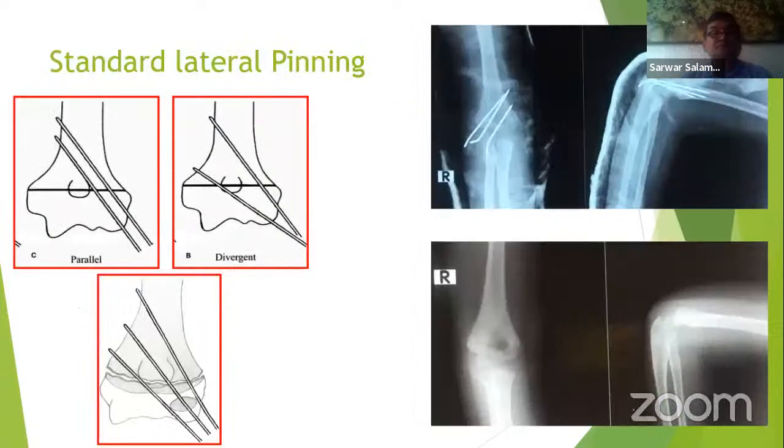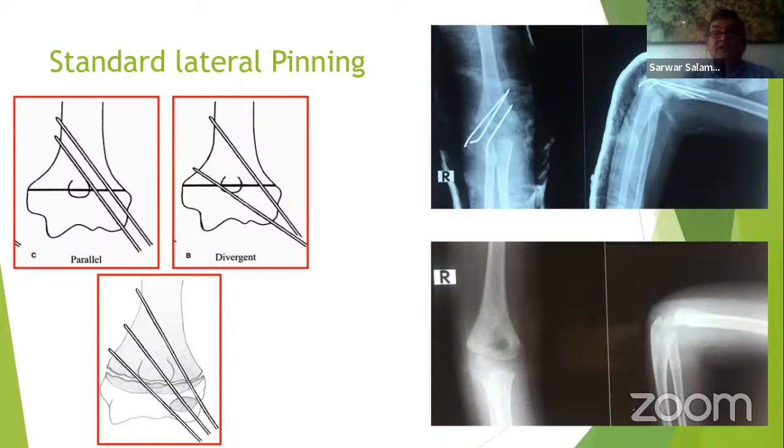So about pinning now, we have done the reduction. Previously it was cross pinning, but nowadays the standard pinning is lateral pinning. You can give two parallel or two divergent or three lateral pins. Most important one is if you send one pin crossing the four cortices, it is possible. You enter from the lateral epicondyle, then go across the lateral cortex of the olecranon fossa, then the medial cortex, and then the medial cortex of the humerus. So if you can cross these four cortices, it will be a very stable one.